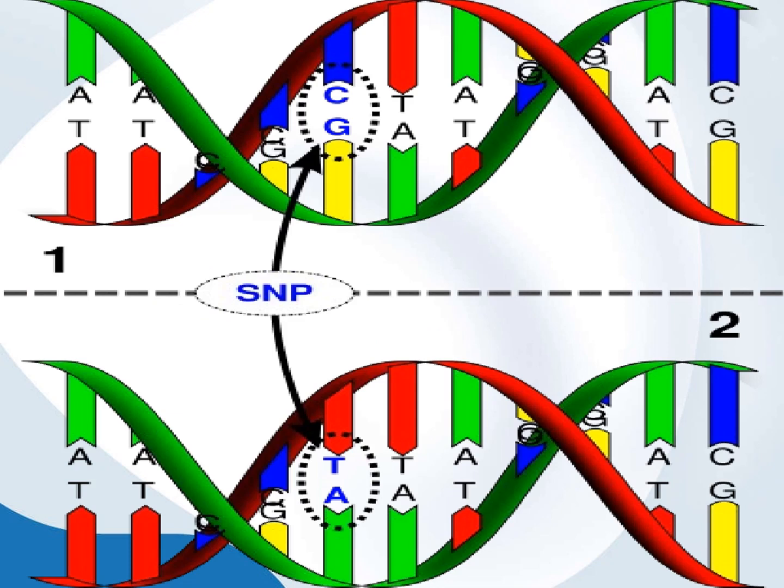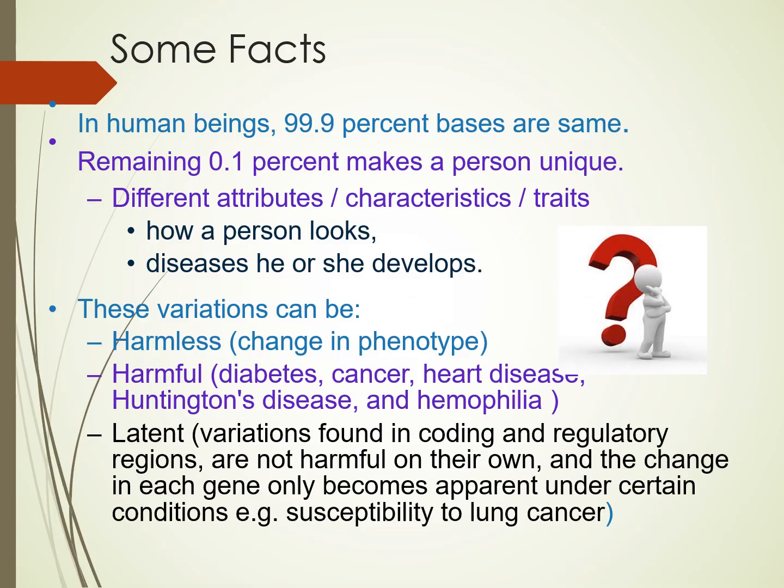Look at this diagram. In some individual, the sequence is G in one strand and complementary C in the other strand. In some other individuals at the same position, the sequence is A in one strand and T in the other strand. So this is called a SNP. The rest of the sequence is similar. So in human beings, almost 99.9% of bases are similar, but the remaining 0.1% of bases makes the person unique.